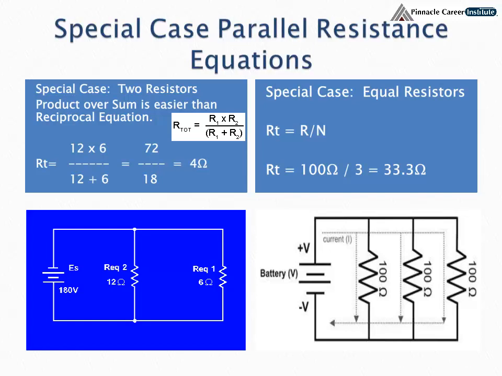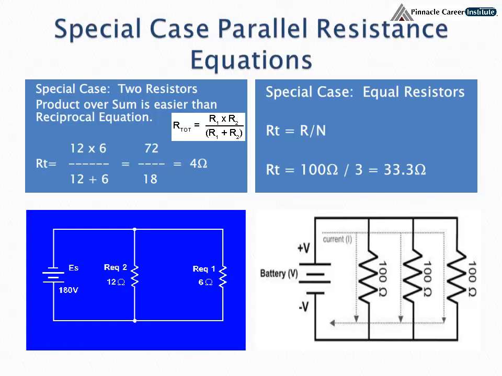You'll think you're doing the right thing, but the calculator will only do what you're telling it to do, not what you think you're telling it to do. But if you take R1 times R2, add R1 and R2 in your head and divide by that value, you'll get your R total. In this case, 12 times 6 is 72, and in my head I know 12 plus 6 is 18. I divide by 18, I get 4 ohms. My R total is 4 ohms. It's much easier to do than the reciprocal equation.